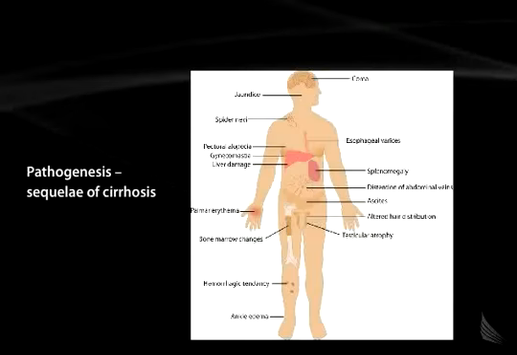This slide summarizes all the clinical features of cirrhosis, including jaundice, splenomegaly, esophageal varices, peripheral edema, as well as bone marrow changes and testicular atrophy.